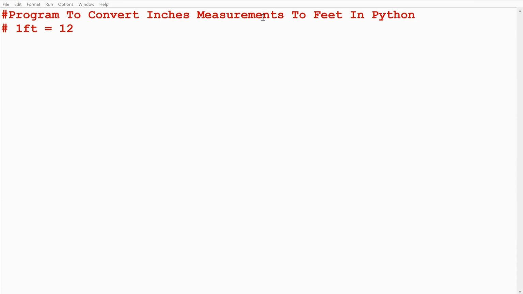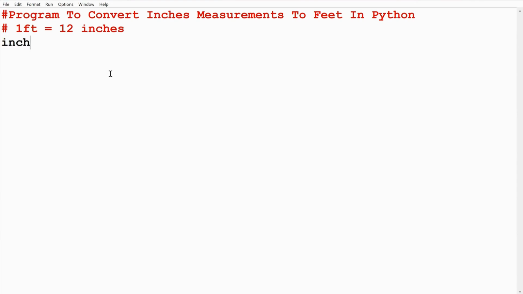Hey everyone, in our previous class, we have seen how we can convert feet measurement to inches. And in today's class, we'll see how we can convert the inches measurement to feet in Python. So as you know, 1 feet is equal to 12 inches.